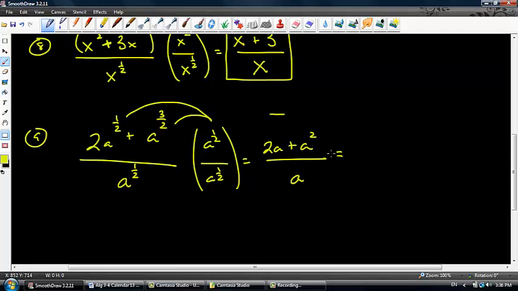And actually from here, you can factor out an a to get 2 plus a over a, and you can cancel those out. Your final answer is 2 plus a.